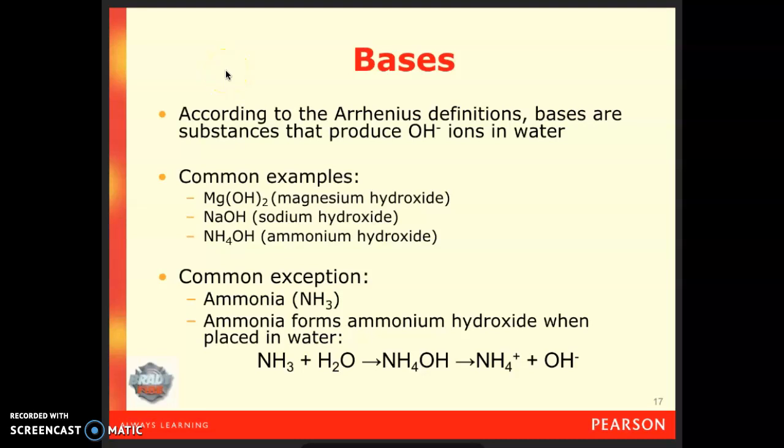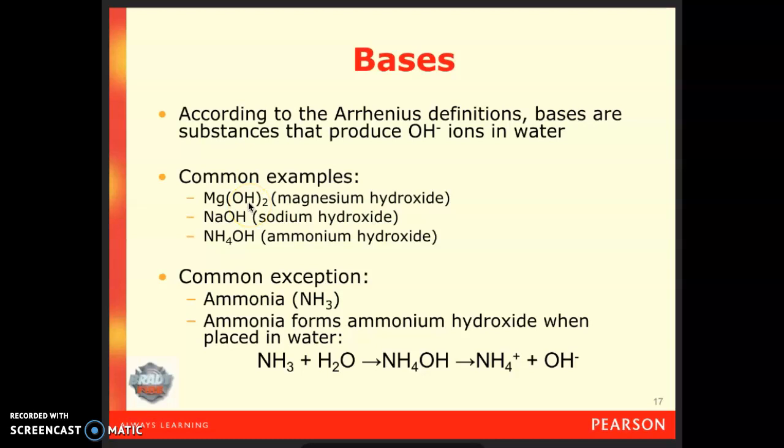In this video, we will focus on bases and some of the common reactions that exist between bases and acids. Just to recall, according to our Arrhenius definitions, which we defined in our previous video, bases are substances that produce hydroxide ions in water. So these are things that have hydroxides in them, OHs, and when we put them into water, they will drop those OHs and leave them behind in the water.